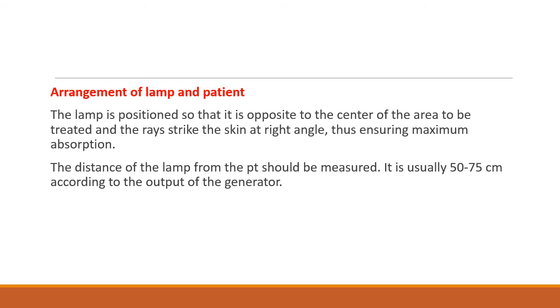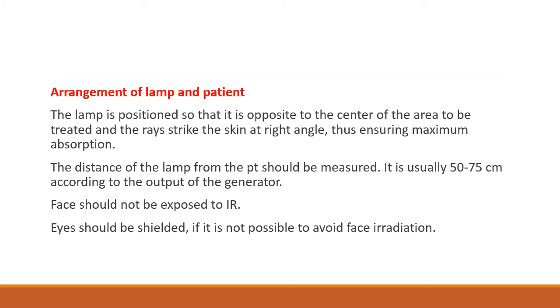The distance of the lamp from the patient should be measured. It is usually 50 to 75 centimeters according to the output of the generator. The face should not be exposed to infrared. Eyes should be shielded if it is not possible to avoid face irradiation, like what happens in facial palsy.